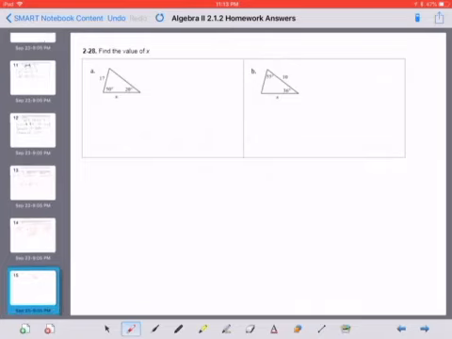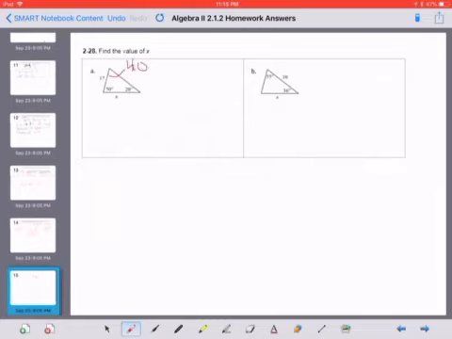Problem number 28, find the value of x. At first I thought we were going to use SOHCAHTOA and use my triangle trigonometry, but they're not right triangles, so I actually have to use the law of sines. So for the first one, the first thing I have to do is figure out what this angle is. It turns out it's 110.